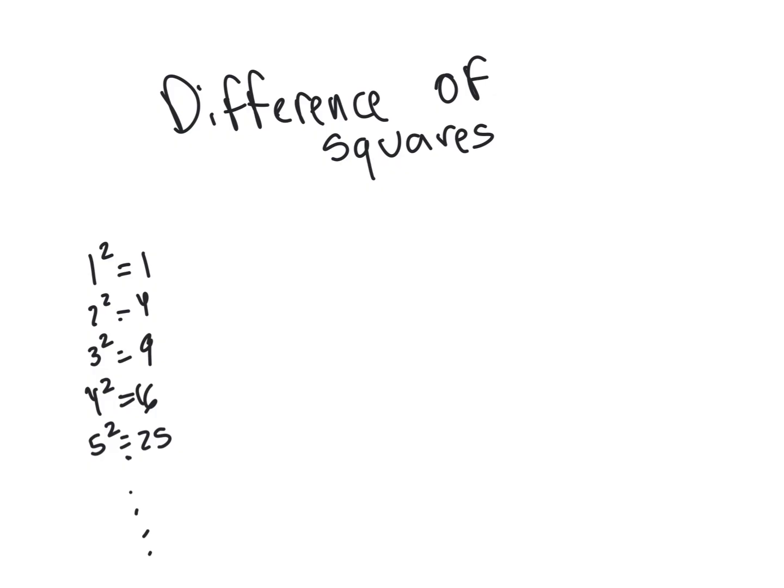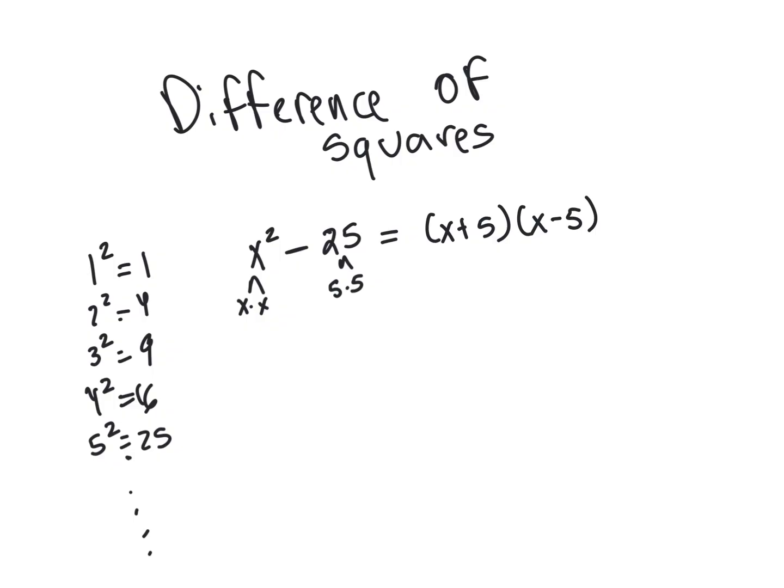So here's how it works. It has to be a minus sign between two perfect squared terms. So in this case, to get x squared, I would have to multiply x times x. To get 25, I would have to multiply 5 times 5. And there has to be a minus in the middle. That's what's called difference. So this would factor out to be (x plus 5)(x minus 5).